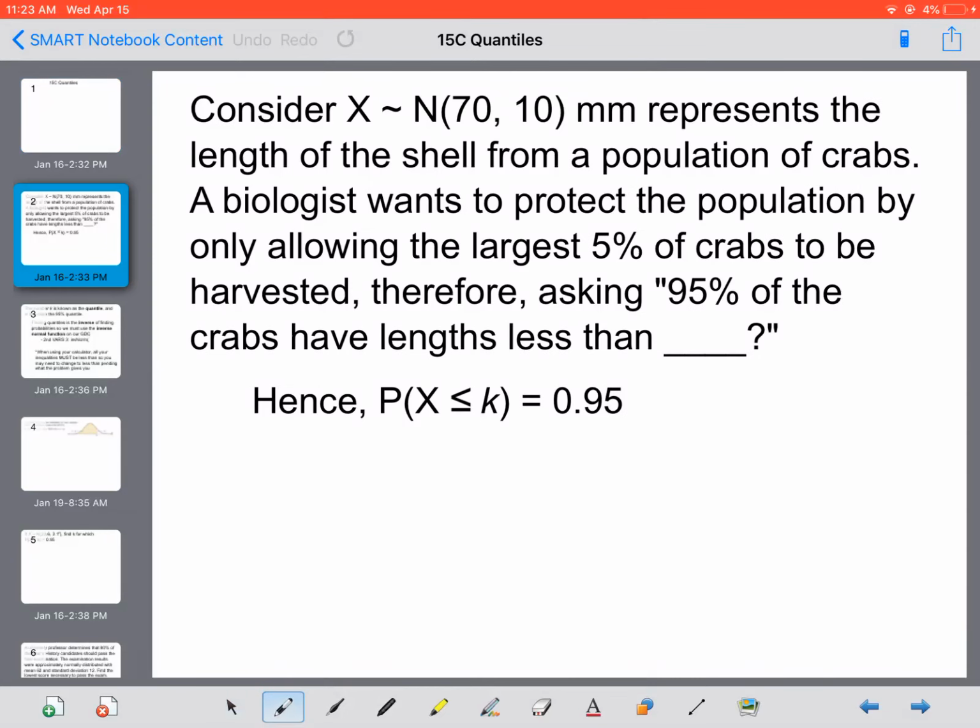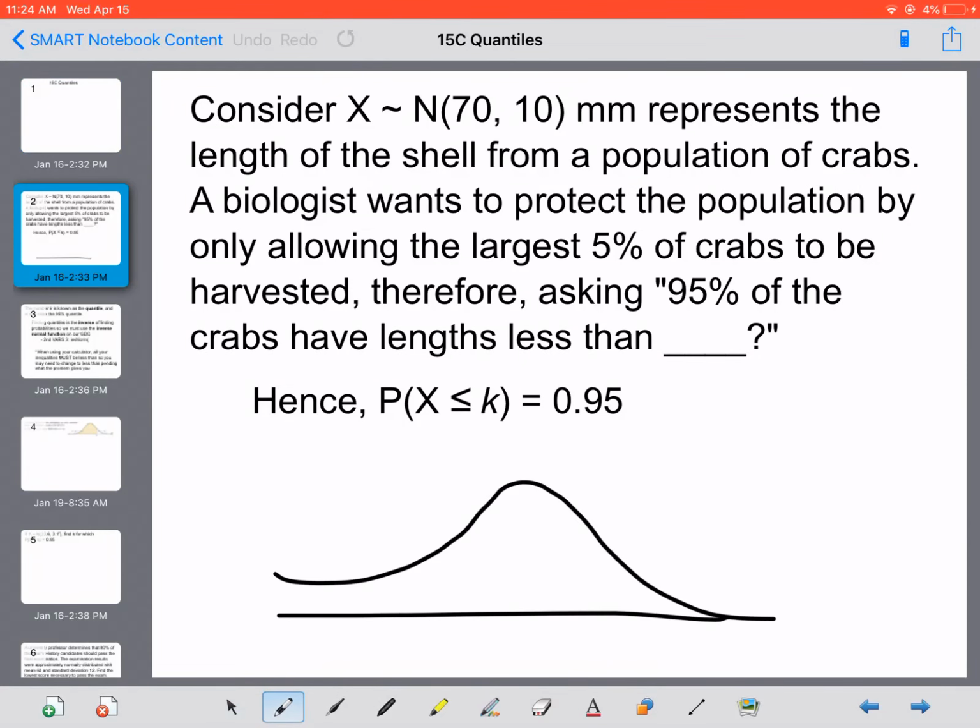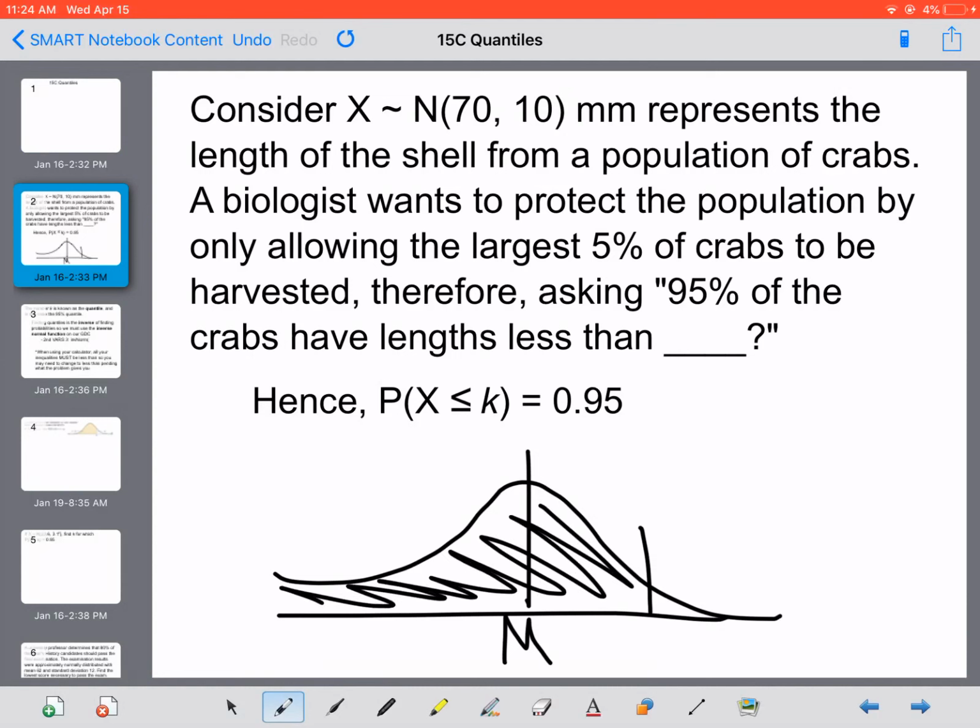So if you think about it on a bell-shaped curve, 95% are less than k. So if this is my mean, 95% is going to be right here that's less than it. So this whole shaded region, this is calculated by 95%. The problem is I don't know what this number is.